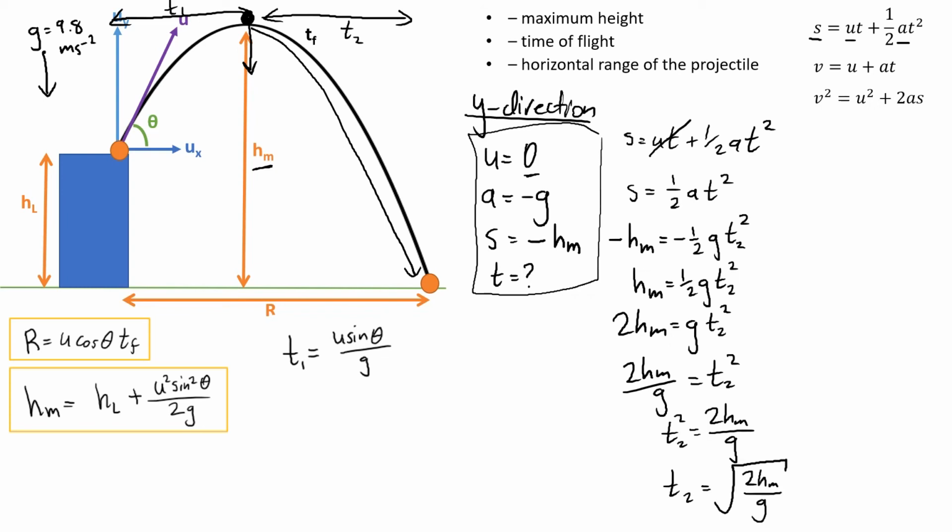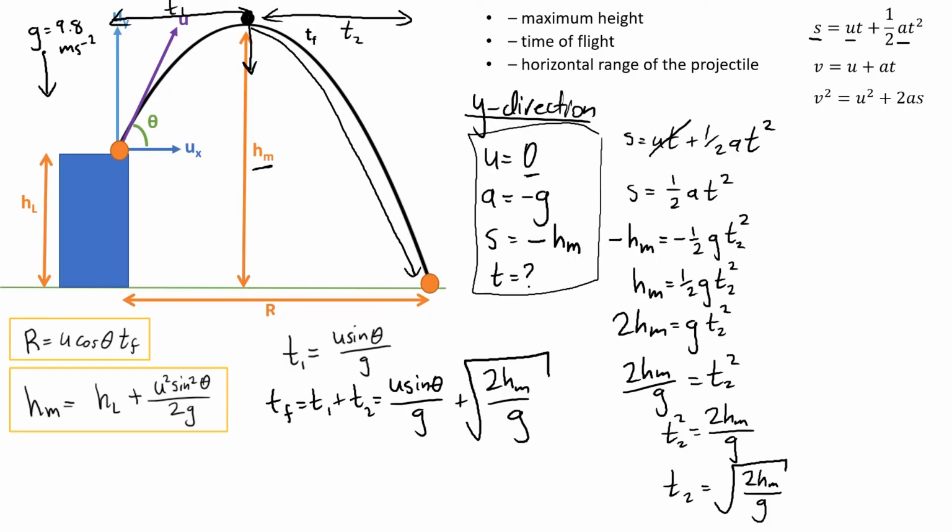Now, because hm has been derived before, we know that hm is equal to hl plus u squared sine squared theta on 2g. We can, if you want, plug that in to the equation. However, at the moment, I'm just going to leave it as it is and just say that tf is equal to t1 plus t2, which is equal to u sine theta on g plus the square root of 2hm on g. And that's our expression for the time of flight.